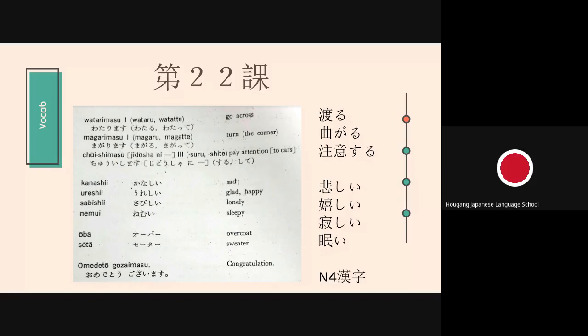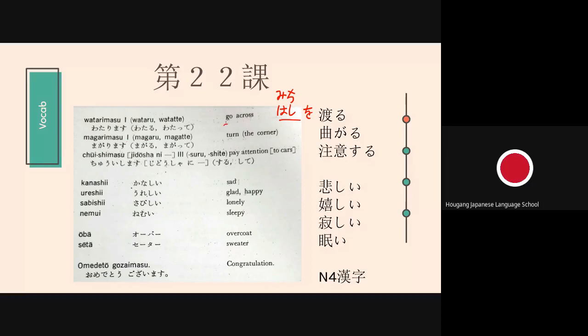Okay, let's go to 22 first. Lesson 22, another simple grammar called toki, I'll tell you later. Let's look at the vocab first. Watarimasu means cross, we use o watarimasu. Cross the bridge, hashi o watarimasu, cross the road, michi o watarimasu. And so on, we cross the thing, go across.